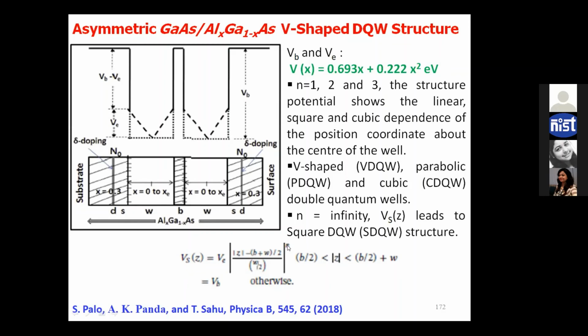So now if you change that n in the modulus factor, then you can change the structure. When n equal to 1, it becomes a V shape. When n equal to 2, it becomes a parabolic. And when n equal to 3, it becomes a cubic. And if you go on increasing n, at the limit when n tends to infinity, that structure becomes a square structure. So as you can modulate the structure, you can modulate the wave function. Accordingly, you can modulate the mobility.